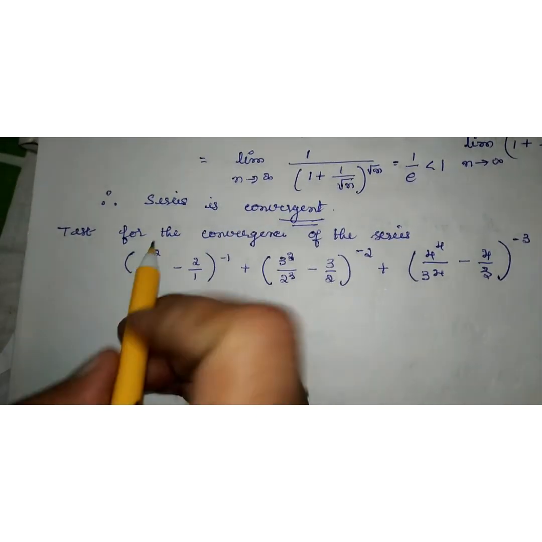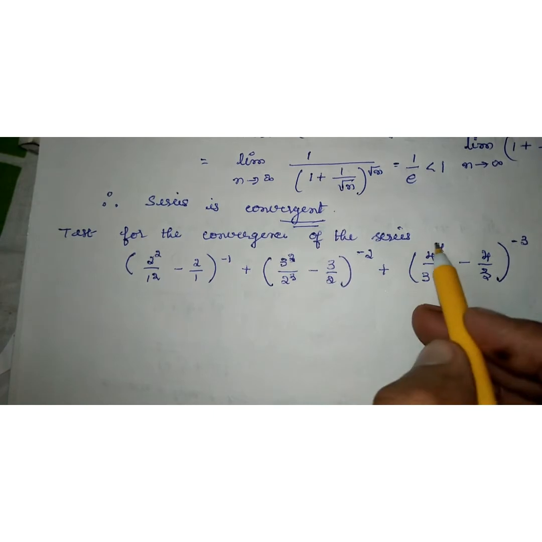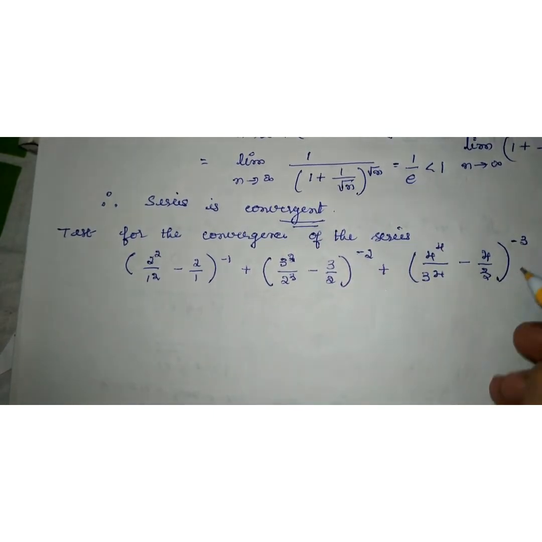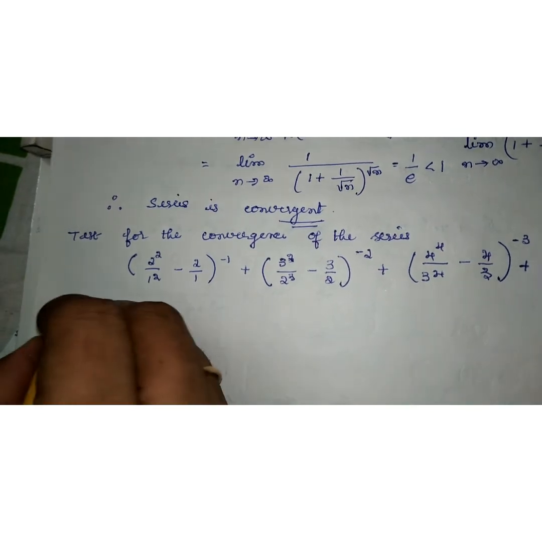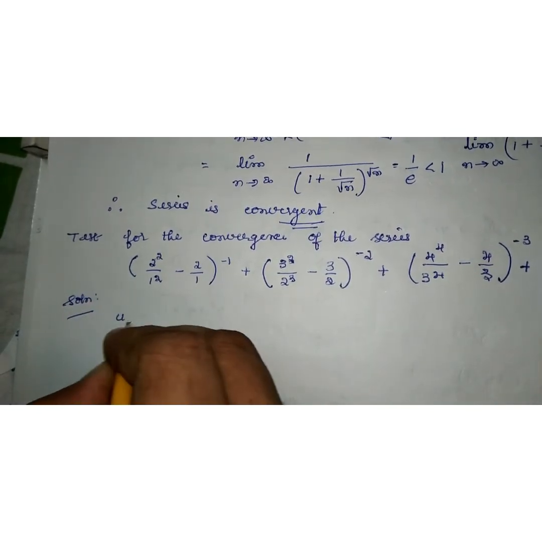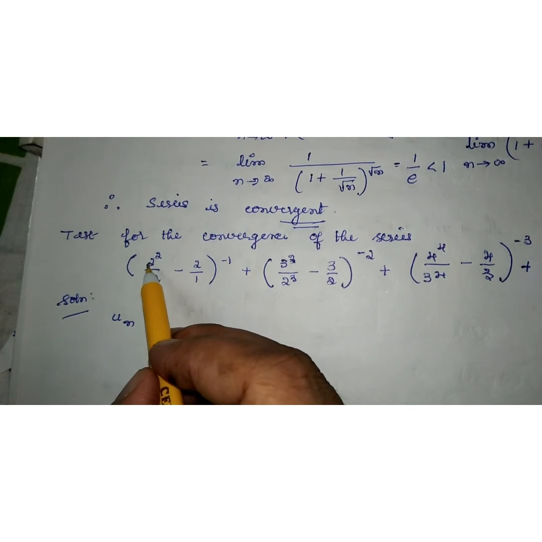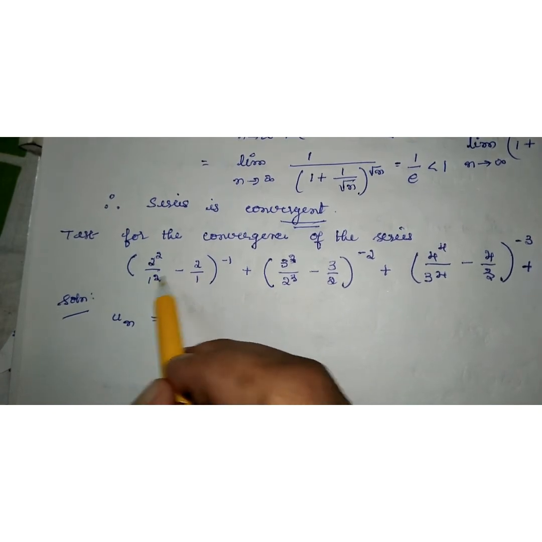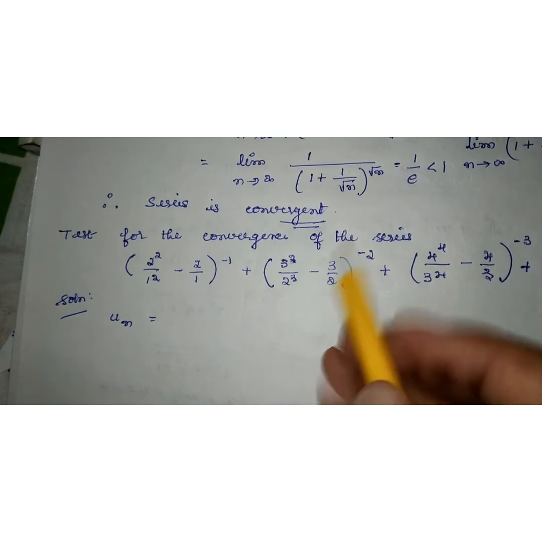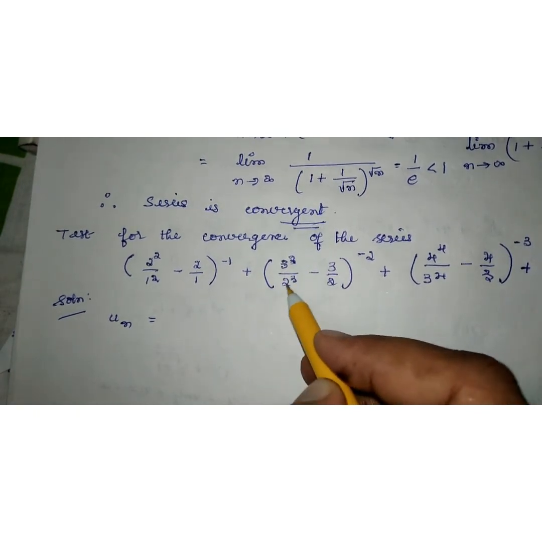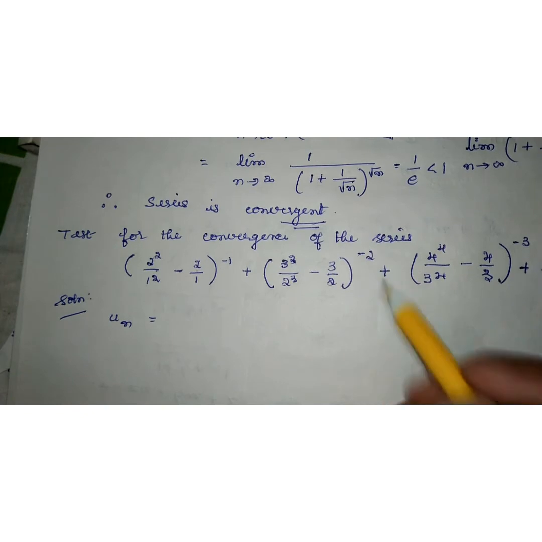So next problem is test for the convergence of the series. So here the different types of terms are given, first, second, third terms are given. You have to find un. So see, look at the first term, it is (2 square by 1 square minus 2 by 1) whole to the power minus 1. And then in the second case, second term, it is (3 cube by 2 cube minus 3 by 2) whole power minus 2.